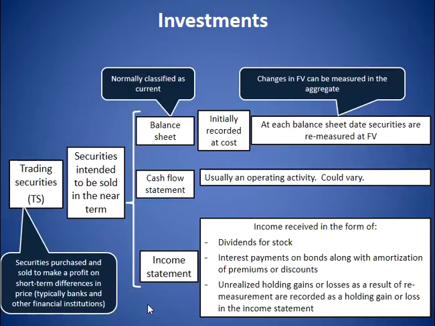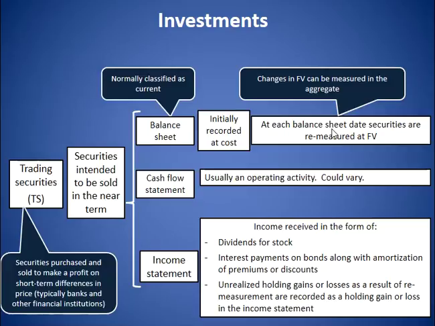Now here are trading securities, which are securities purchased and sold to make a profit on short-term differences in price. A lot of banks and financial institutions will trade in these on margins and spreads, and that's how they make some of their profits. So basically, trading securities are securities intended to be sold in the near term. And again, we can take a look at the areas of the financial statements which they impact. On the balance sheet, trading securities are normally classified as a current asset. They're typically initially recorded at cost. However, at each balance sheet date, securities are remeasured and revalued to fair market value.